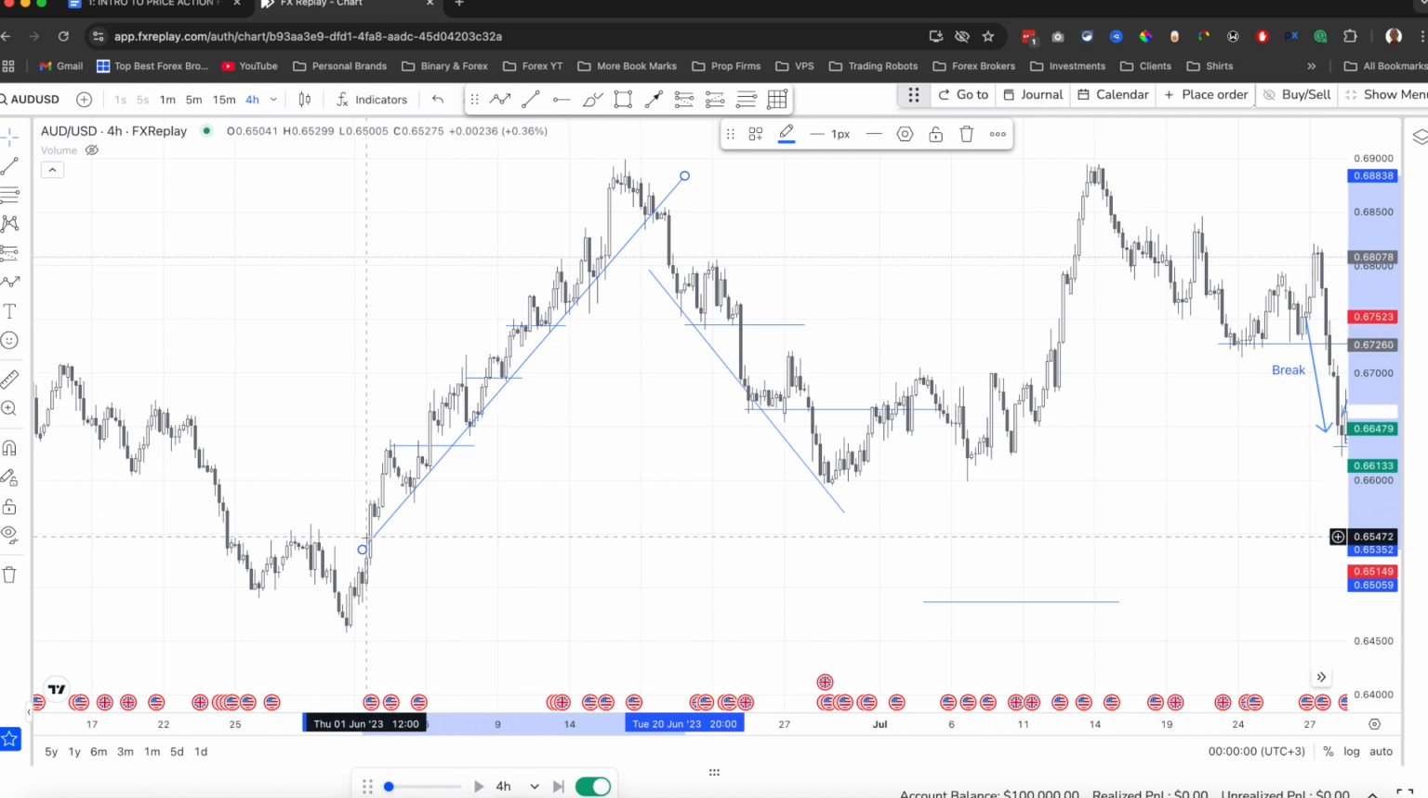So as you can see, there was a break and a retest of that trend line, then another break and a retest, another break and a retest, a break and a retest, a break and a retest. So this one is trend continuation, right? This type of trade is called trend continuation. It's either a trend continuation to upside or a trend continuation to downside. And you can see this one is now a trend continuation to downside.